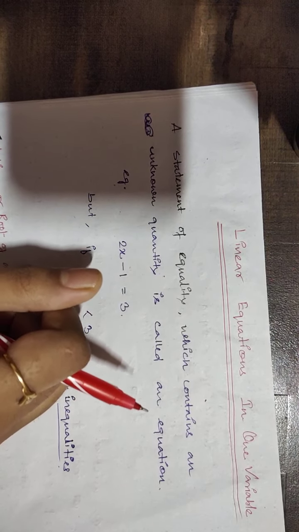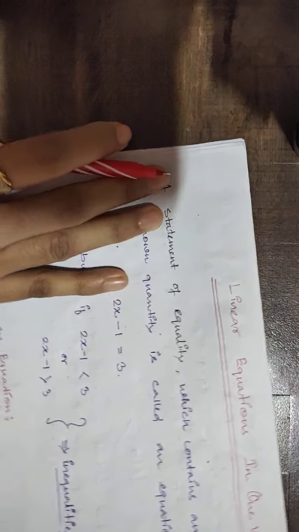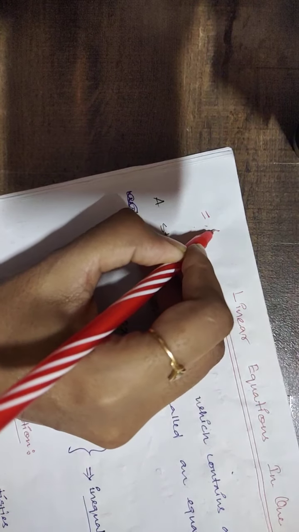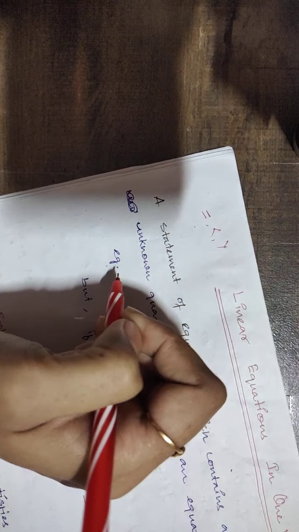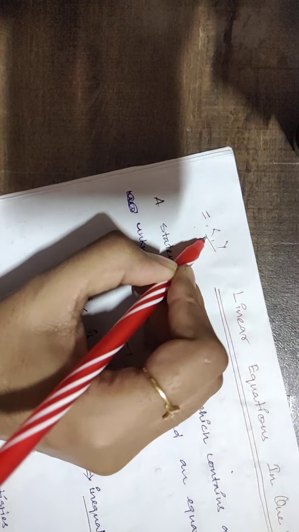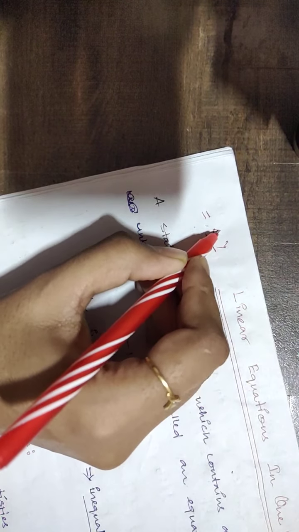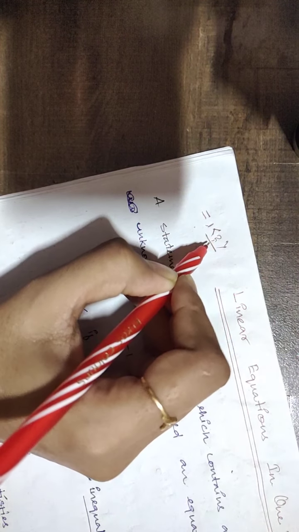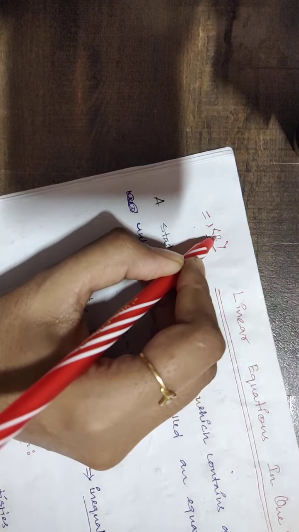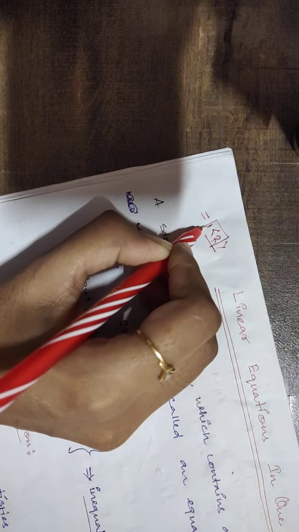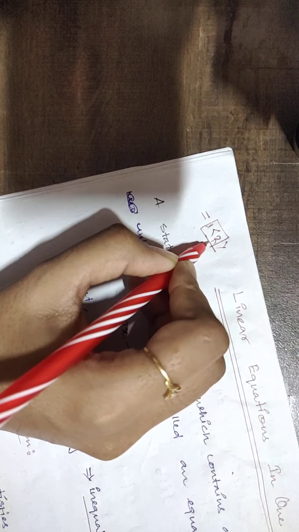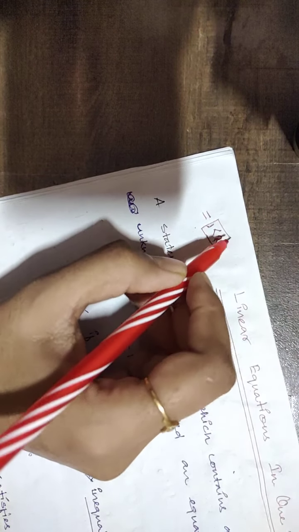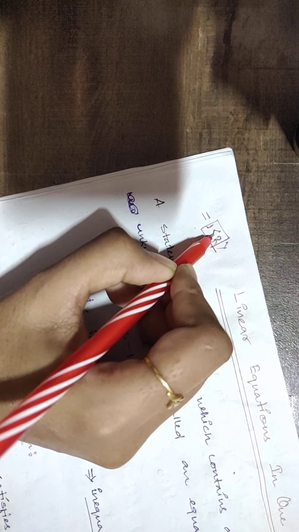Equation means, first of all, you should know the three signs of relation: one is equal to, another is less than, another is greater than. These two are called inequalities because they are not equal. If here 1 is there, and I write here 2, in this case 1 is less than 2. So 1 and 2 are not equal. That means 1 is smaller than 2, so I have given the less than sign.